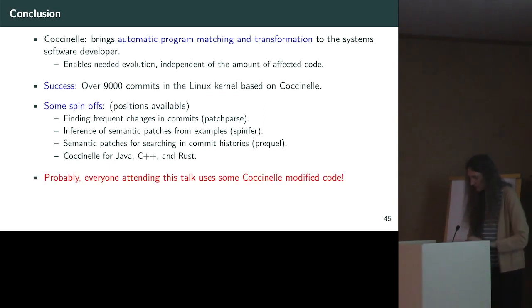So at this point, Coccinelle has been used across the entire Linux kernel. So probably everyone attending this talk has used Coccinelle-modified code in some way. Some of you may use Linux on your laptop, so then you're maybe using it directly, but you're also searching for things on Google or Facebook and stuff like that. And all of these companies are using Linux at different levels in their infrastructure. Everything is publicly available. We have some not super useful documentation on our website, and so on.